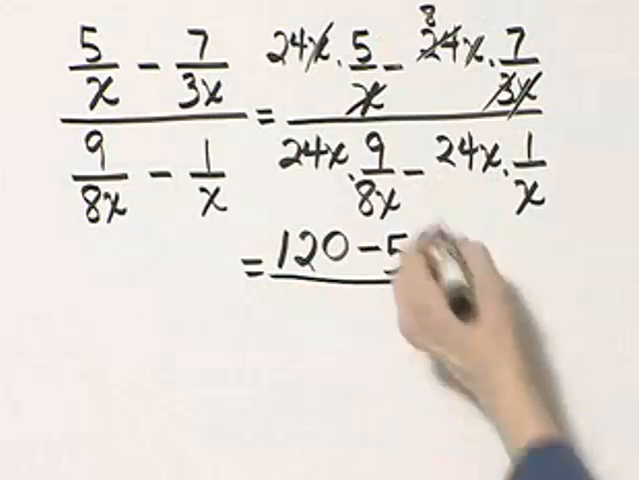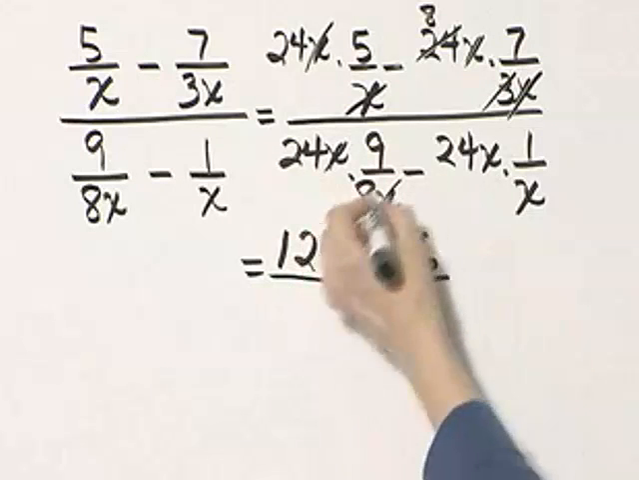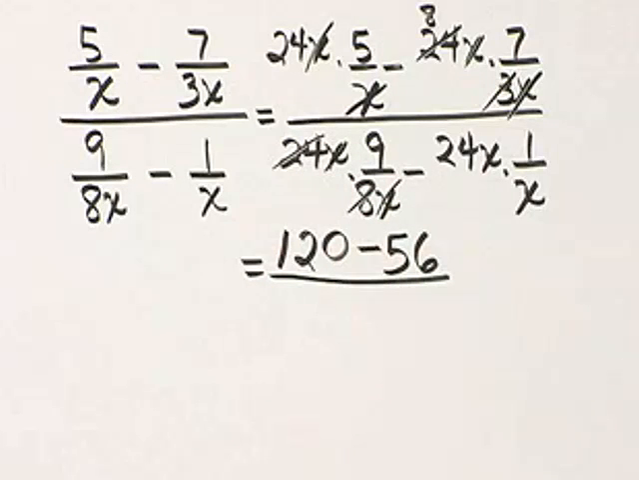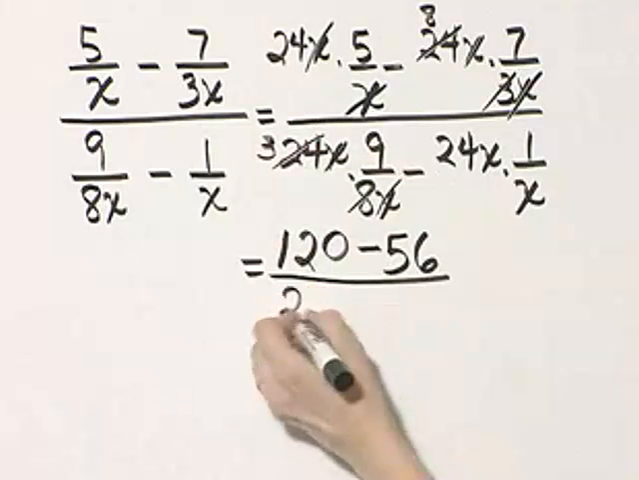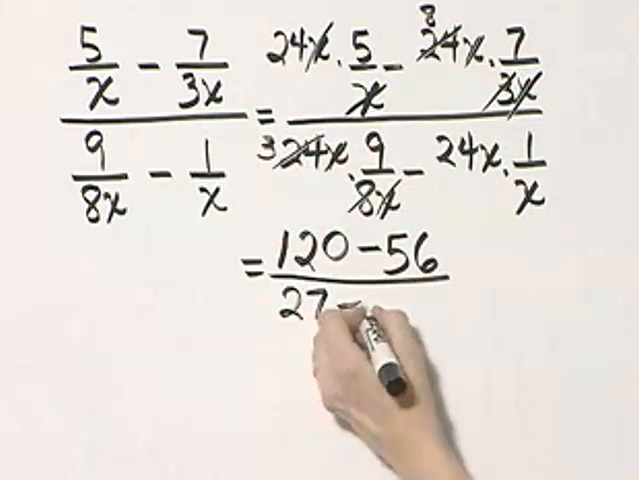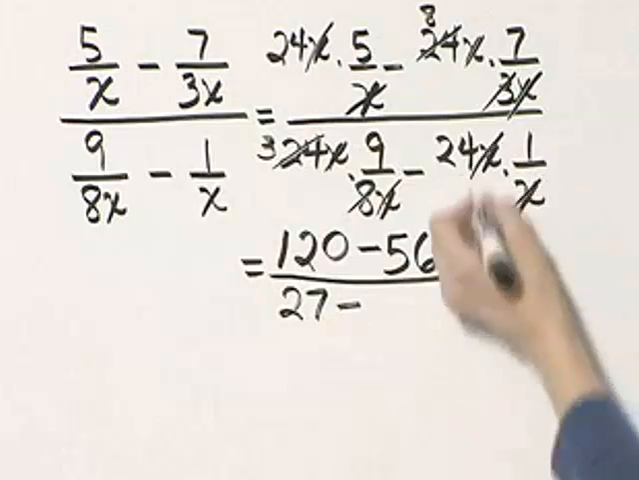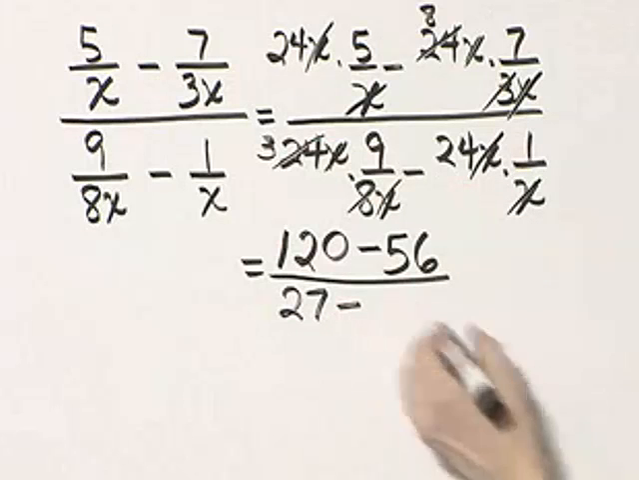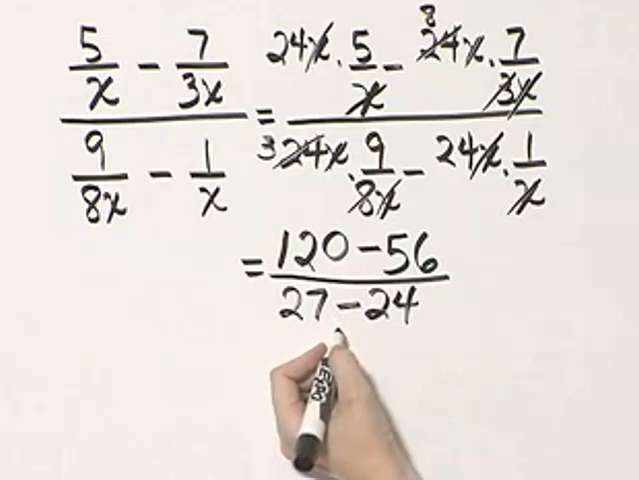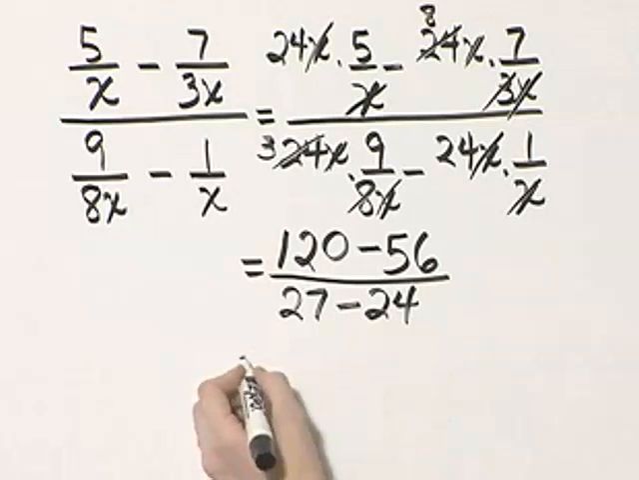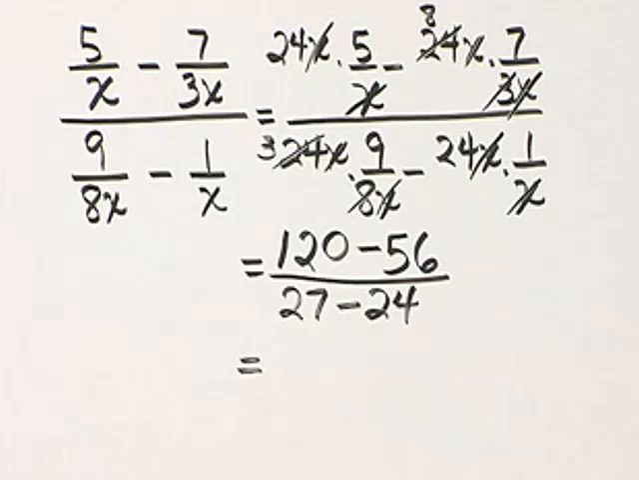All over, notice the x's divide out, 8 divides into 24 how many times? 3 times, and I have 3 times 9, which is 27, minus, and then notice the x's divide out, and 24 times 1 is 24. Now, notice how much more simplified this expression is. Let's go ahead and simplify further.